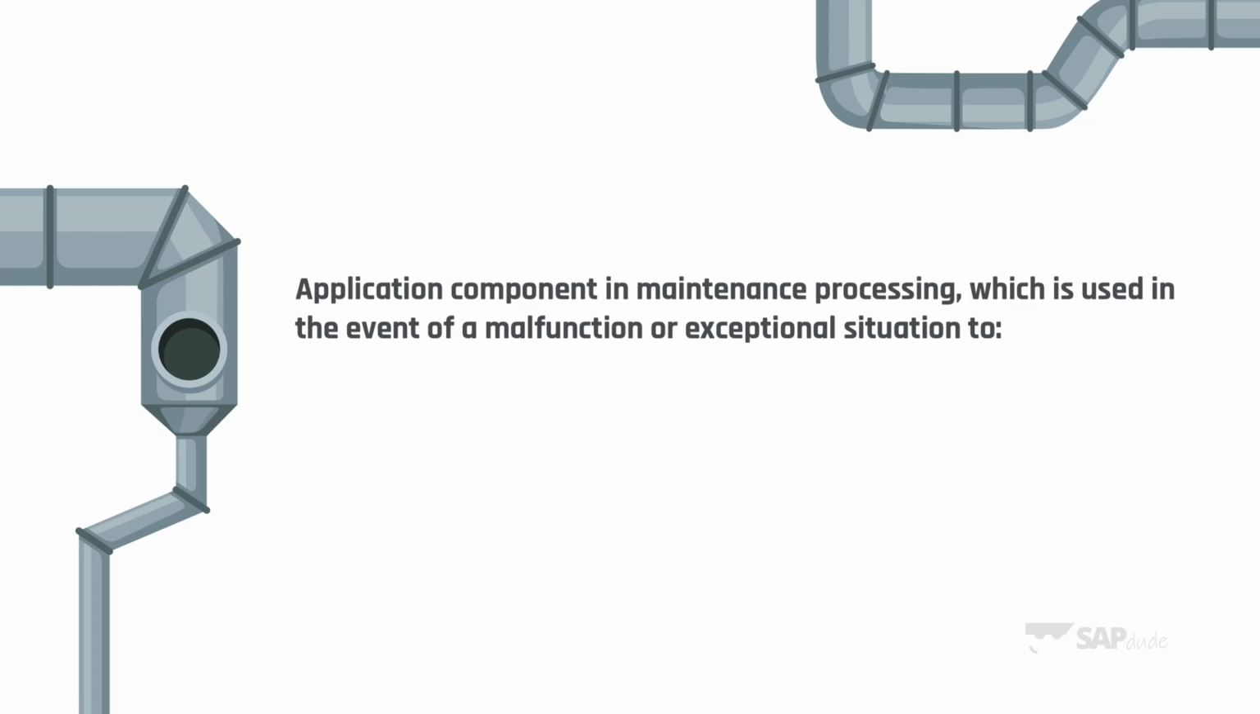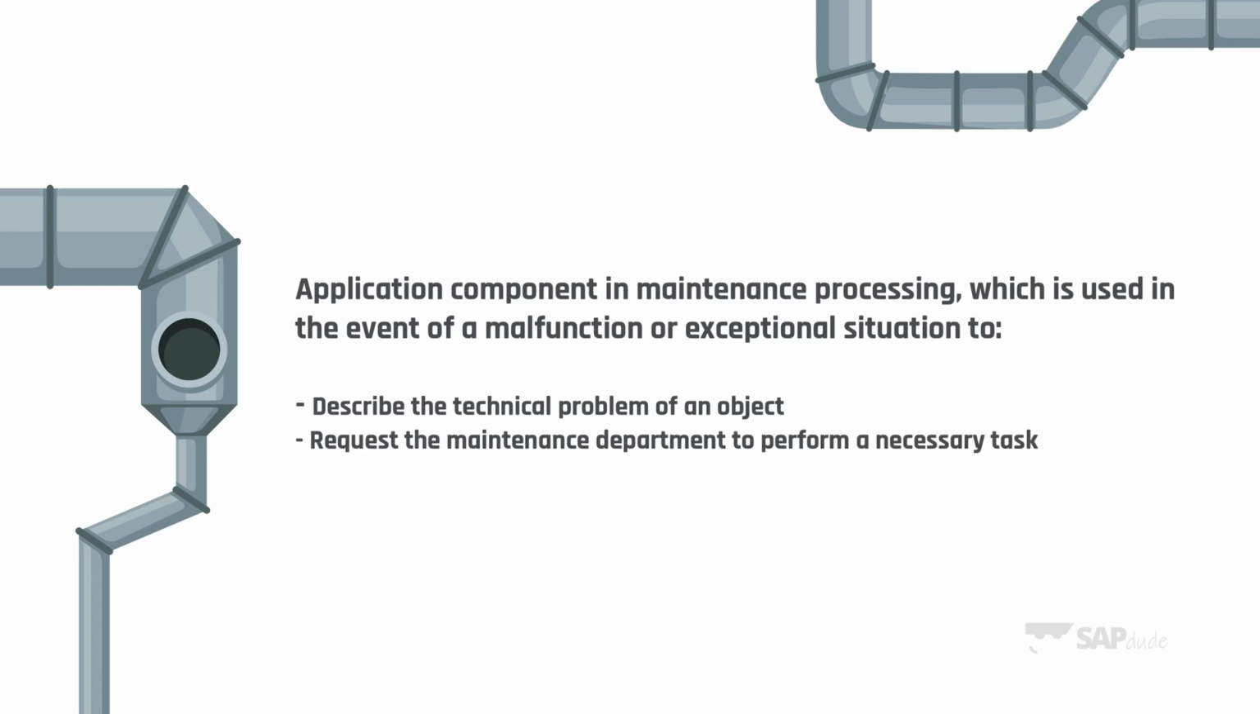It's an application component in maintenance processing which is used in the event of malfunction or exceptional situation to, first, describe the technical problem of an object, request the maintenance department to perform a necessary task, and document work that has been performed. Maintenance notifications document maintenance tasks completely and make them available for analysis in the long term. You can use them for preliminary planning and execution of tasks. In this video, we'll focus on the first two purposes, describing the technical problem and requesting the maintenance.